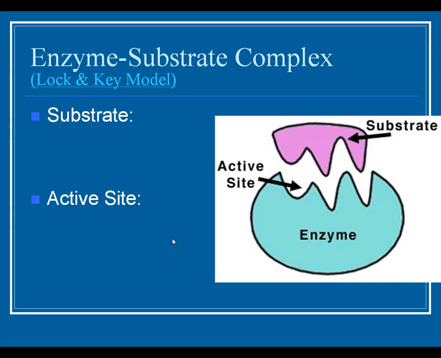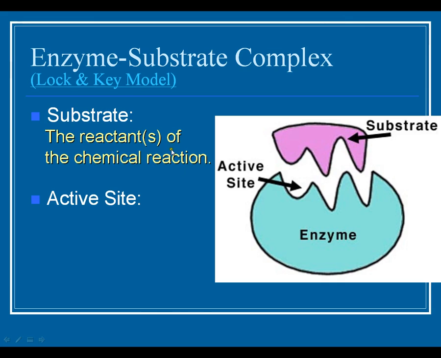The first one here that we're going to talk about is the lock and key model. And the lock and key model is just what it sounds like. You have your substrate, which is what you start out with. This is the reactant of some kind of the chemical reaction. You have your enzyme, which is again a protein, and this enzyme has an active site, and that's where the substrate is going to fit.